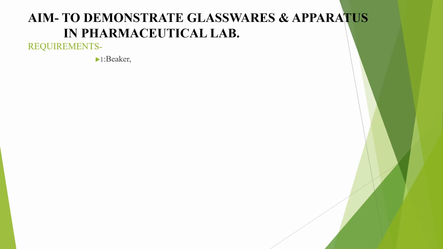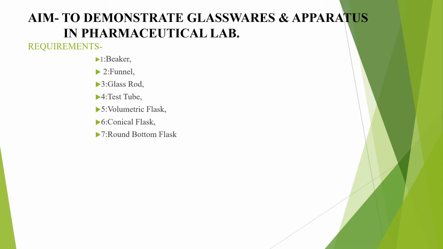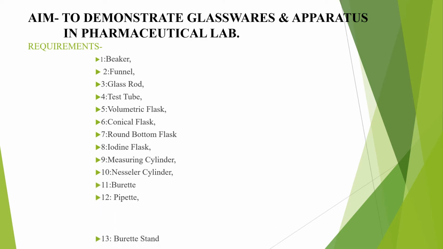Requirements: beaker, funnel, glass rod, test tube, volumetric flask, conical flask, round bottom flask, iodine flask, measuring cylinder, Nestler cylinder, burette, pipette, burette stand and spatula. These are the glassware and apparatus which are generally used in pharmaceutical lab and other lab.